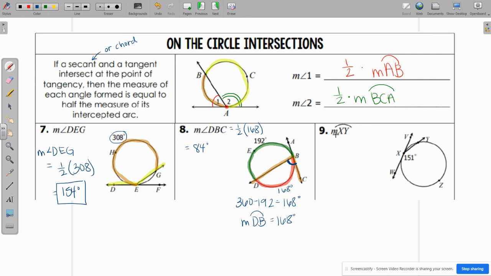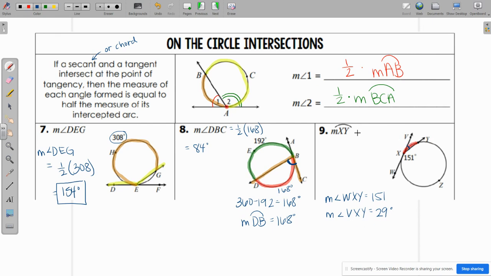Let's do one more. If we want the measure of arc XY, so arc XY is this little arc in here. 151 degrees is actually the measure of the angle right here. So this angle, I'll write it down here. The measure of angle WXY is the 151 degrees, which then tells me that the measure of angle VXY we could get by taking 180 and subtracting 151. So that's actually equivalent to 29 degrees. So this angle in here is 29 degrees.